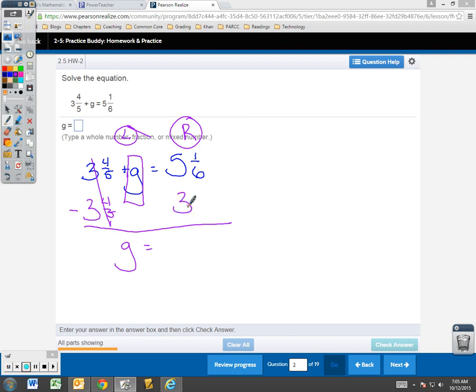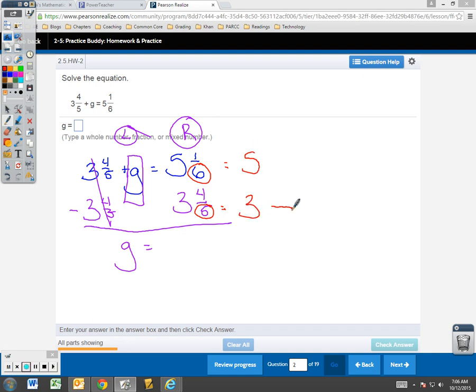Now here I run into a little issue again. I don't have common denominators. The denominators are not the same. I cannot take fifths and sixths. They won't talk to each other. So let's find their common denominator. I'm going to bring the whole number over, bring the 3.